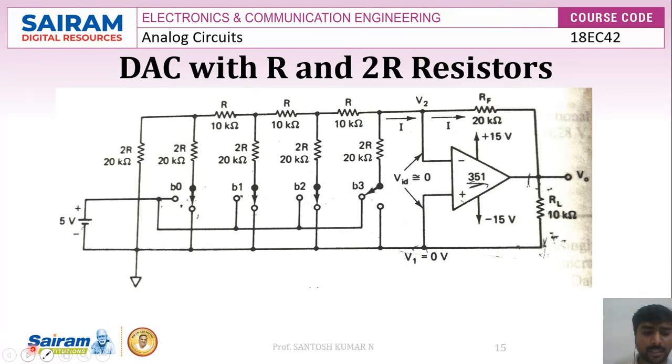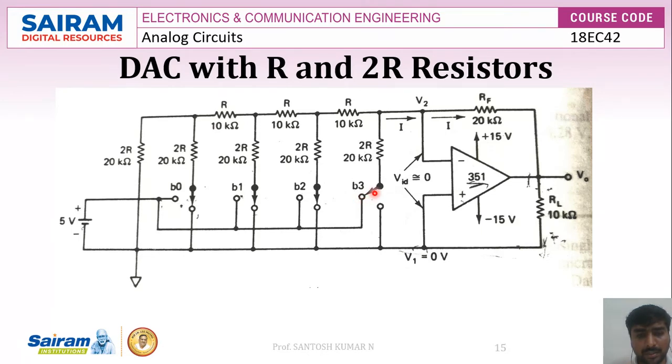The next one is the R-2R DAC, with the R-2R resistor ladder. DAC, as I told, means a digital to analog converter, here with an R-2R resistor ladder. The binary inputs are simulated by switches B0 to B3, and this particular output is proportional to the binary inputs we are applying. The binary inputs can be either high or low.